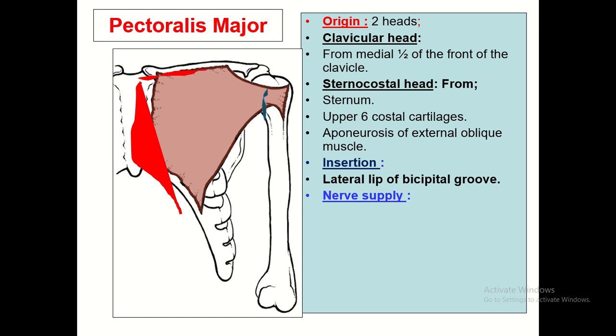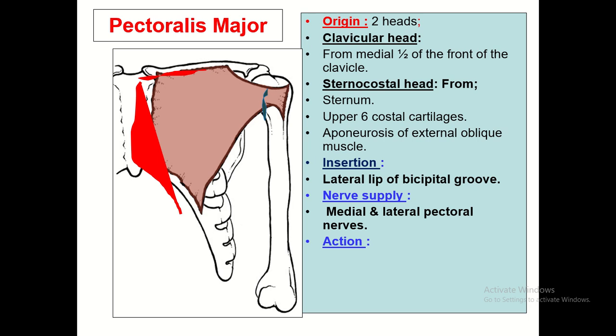What about nerve supply? The pectoralis major is going to be supplied by two nerves. So it has two origins, and it also has two nerves. You're going to have the lateral and medial pectoral nerves. We are going to talk about the brachial plexus, and you're going to see where these nerves are coming from. But for the time being, know that they are coming from the medial and the lateral pectoral nerve.